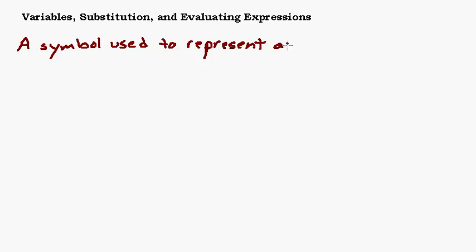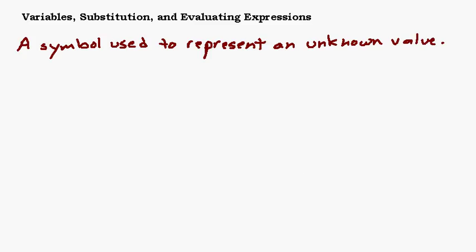In this video we're going to talk about variables, substitution, and evaluating expressions. So let's start with what a variable is. A variable is a letter used to represent an unknown value. Usually it's a letter, sometimes it could be something else. So I'll say a symbol used to represent an unknown value. If we don't know what some value is, we can just pick a letter to represent that value.